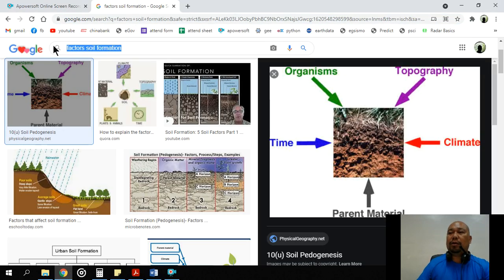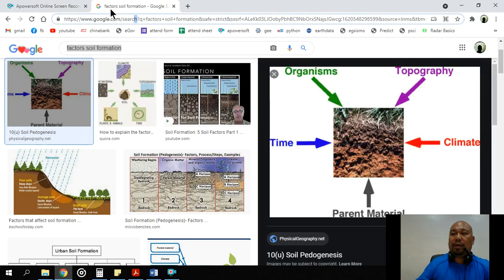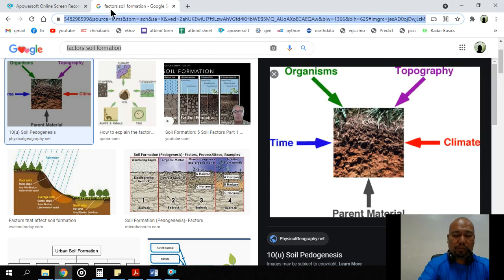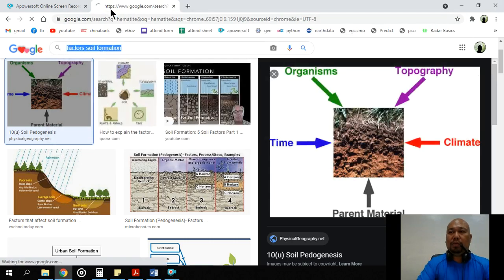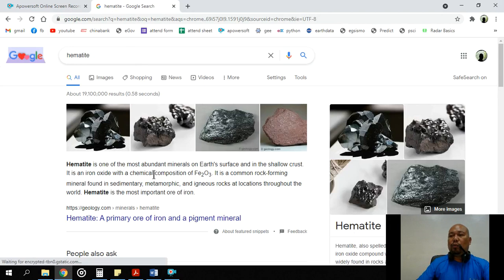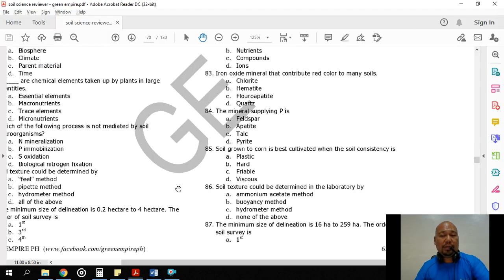Hematite, here. What is hematite? One of the most abundant minerals on Earth's surface and in the shallow crust. It's an iron oxide with a chemical composition Fe2O3. It is a common rock forming mineral found in sedimentary, metamorphic, and igneous rocks. Okay, that answered it.